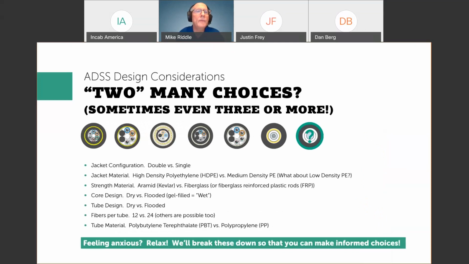Now, I mentioned at the beginning that we're going to talk about the 7 design aspects of ADSS. And it might seem to you that there are just too many choices. Get the pun there? Because most of the time there's a choice between this and that. Sometimes there may be a third or more option in there. If it seems like this might be confusing, don't worry about it. We're going to break these down and help you understand what each choice is, and then you can make informed choices.